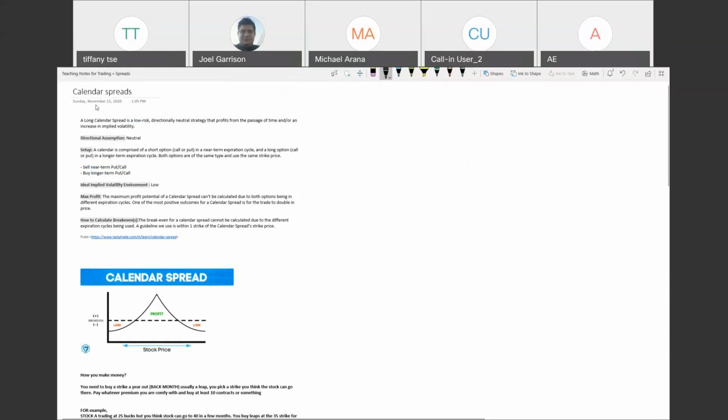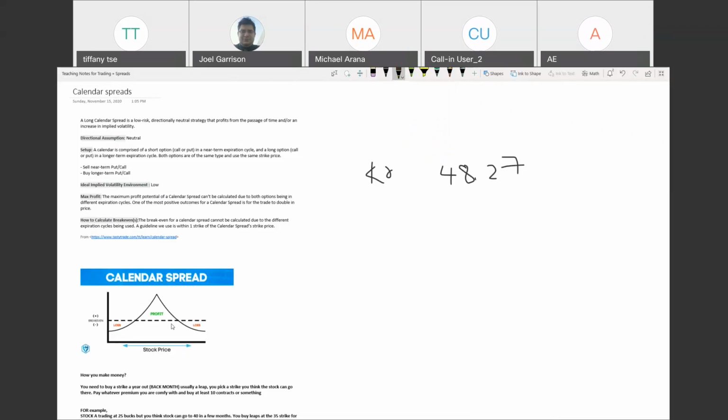So a calendar spread is a neutral strategy, basically. What that means is that you have two sides. So it's pinned to one strike, basically. So what that means for us is, let's say you're trading Coca-Cola, and Coke is trading at $48.27.